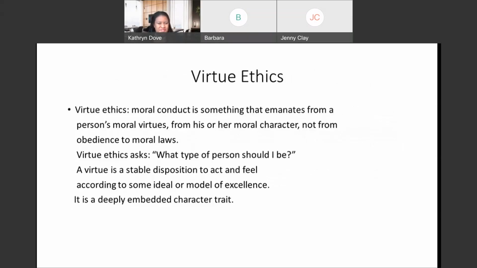Moving on. Anyway, virtue ethics. Virtue, according to Aristotle, is a moral conduct that emanates from a person's moral character, not from any obedience to moral laws. Kant believed that virtue was obedience to moral laws, but Aristotle does not believe that. For him, it's what type of person should I be? Aristotle says we should be virtuous. We should have a stable disposition to act and feel according to some ideal or model of excellence. And virtue for Aristotle is a deeply embedded character trait.